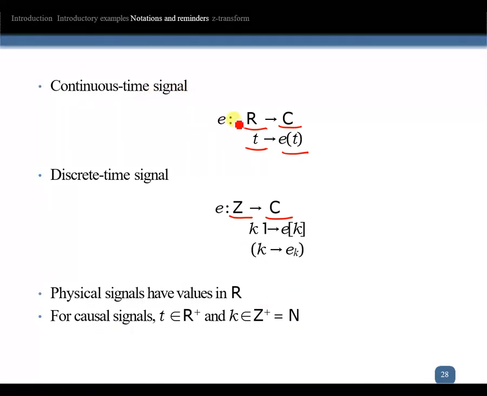In the continuous time signal, you have the t, you can write e(t). In the discrete time, you have the k, you can write e(k), or you can write e_k.